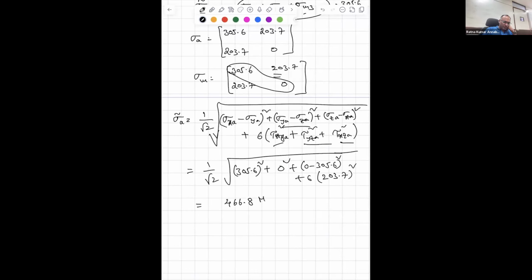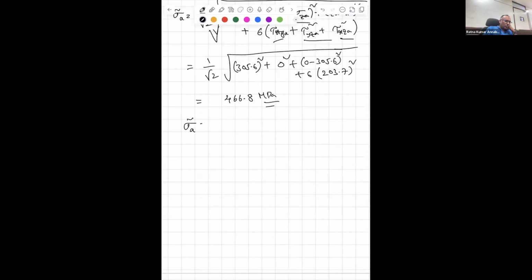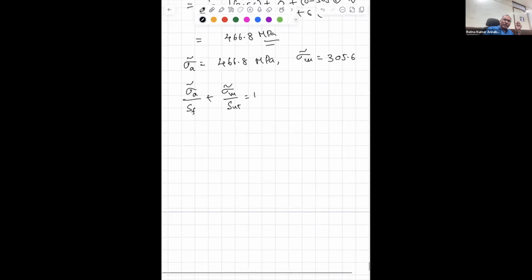466.8 MPa. So now you have sigma A tilde is equal to 466.8 MPa. Sigma M tilde is equal to 305.6 MPa. Now our equation: sigma A tilde by SF plus sigma M tilde by SUT equal to 1. And you need to find out what is the question. The question asks you how many load cycles can be applied before fatigue failure is expected, right?